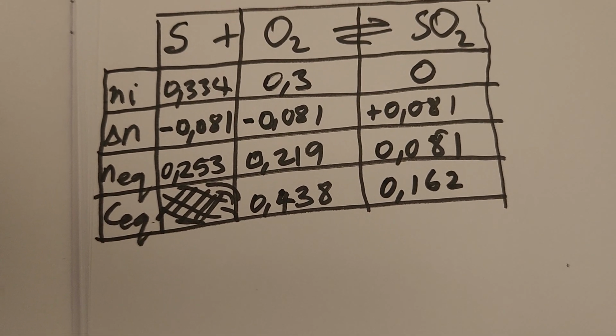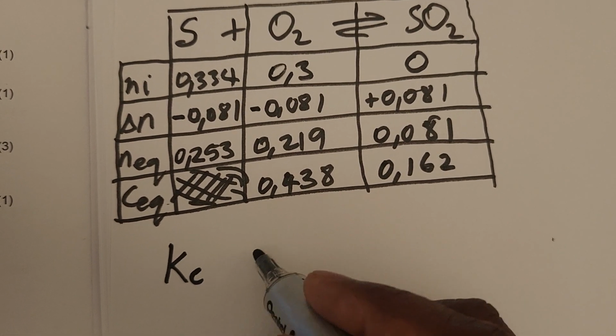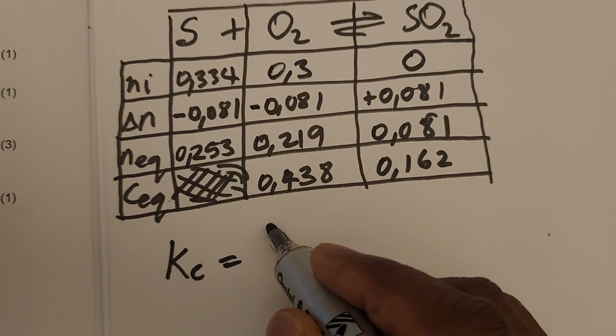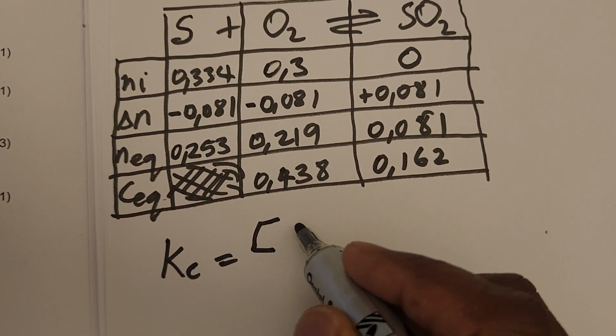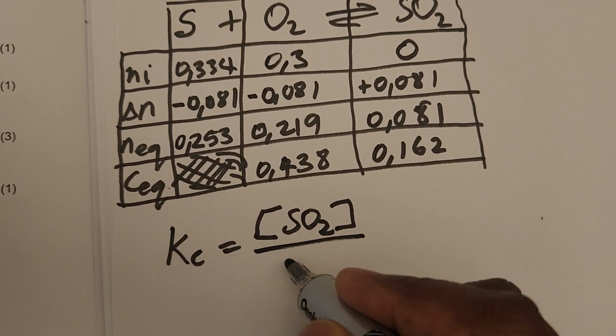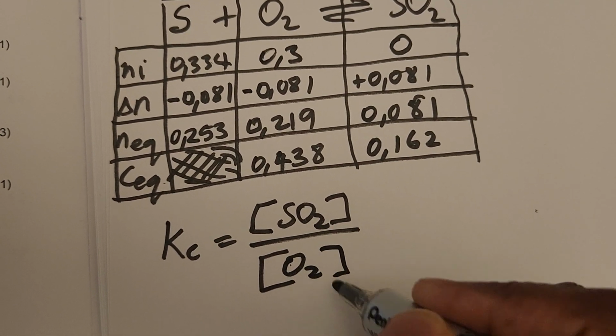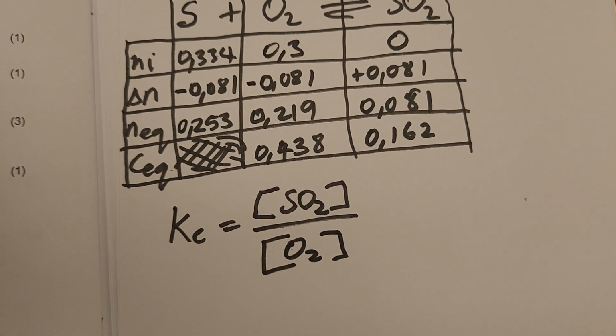We can calculate the Kc. We write the Kc expression. Remember, no solids in the Kc. We'll just replace the concentration by 1. So we'll have sulfur dioxide divided by concentration of oxygen. This is our Kc expression. We can substitute.